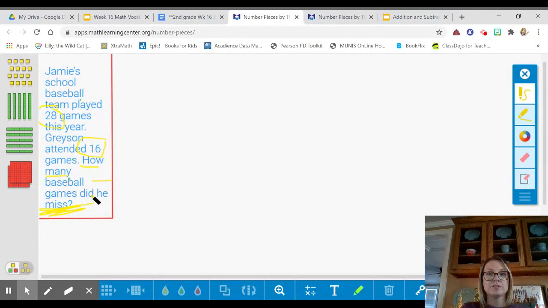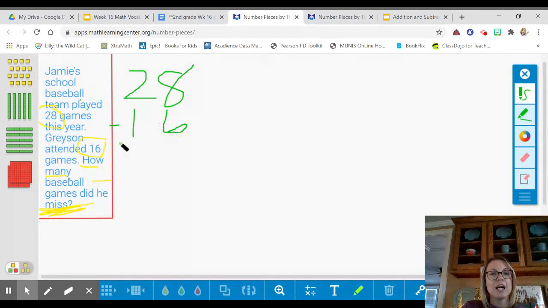Okay, boys and girls? First thing I'm going to do is come over to the side and set my problem up. I'm going to stack my numbers. Biggest number always on top when I'm subtracting. So I know that 2 tens is more than 1 ten. So 28 is going to be my top number. And I'm going to subtract 16 from it. So I've got my problem that I need to solve.